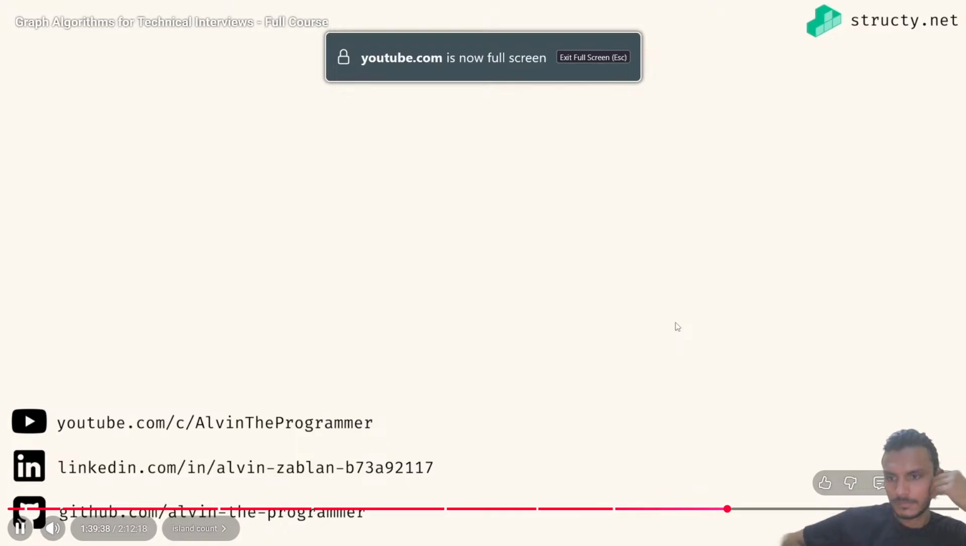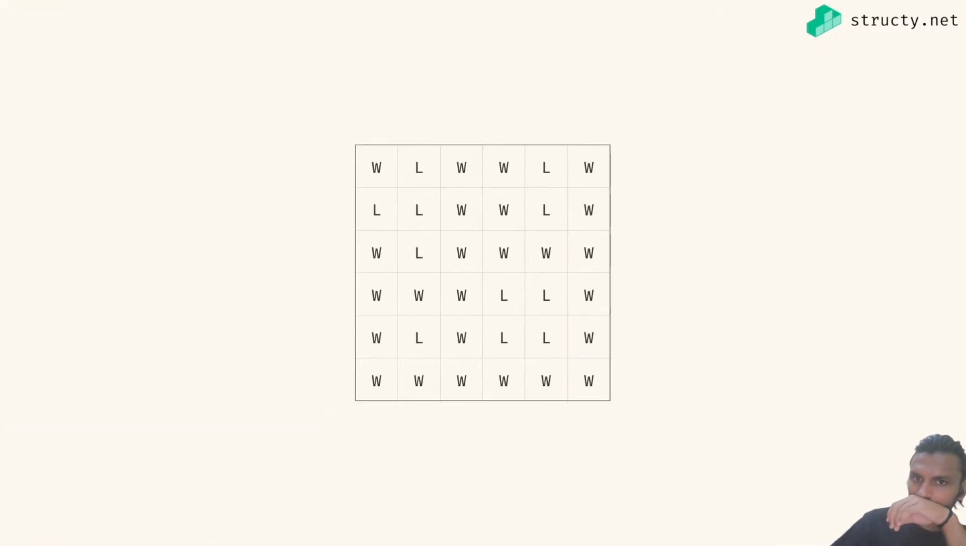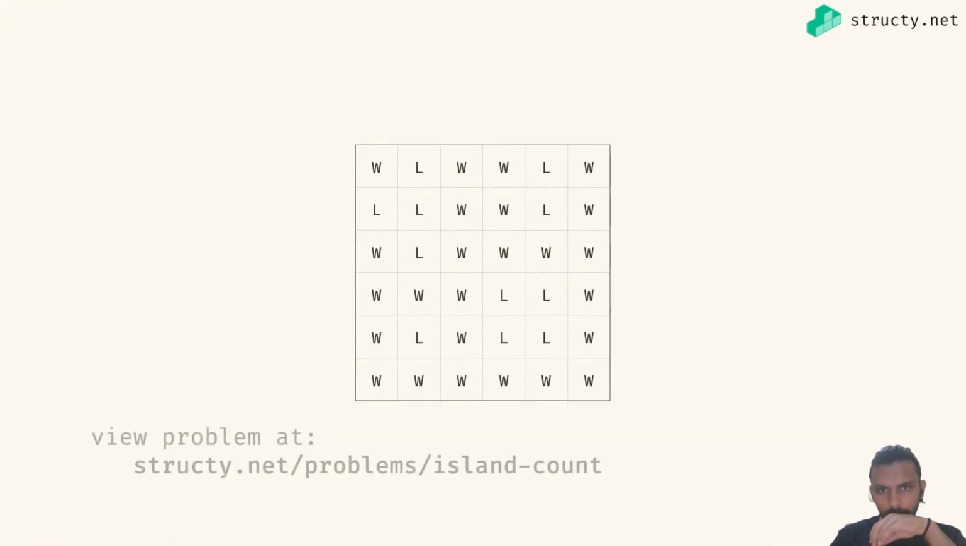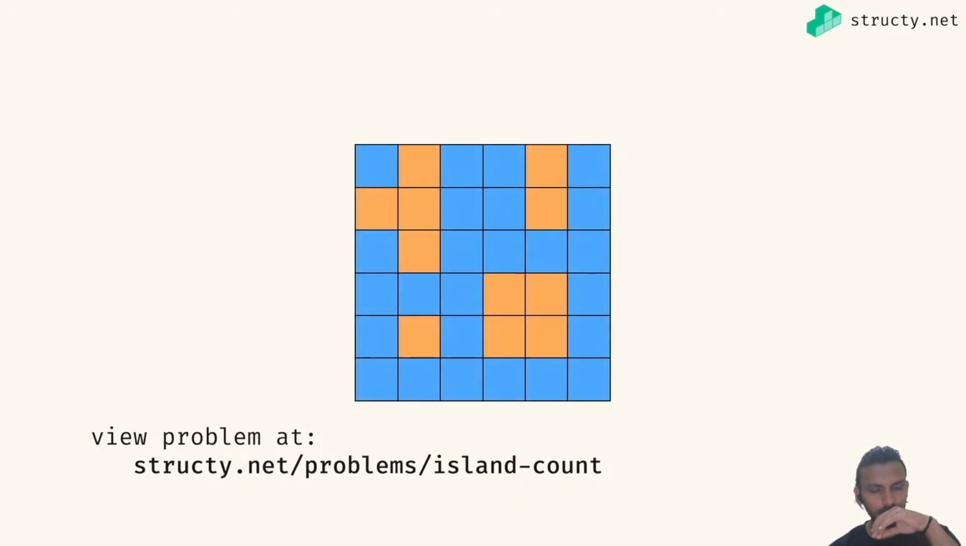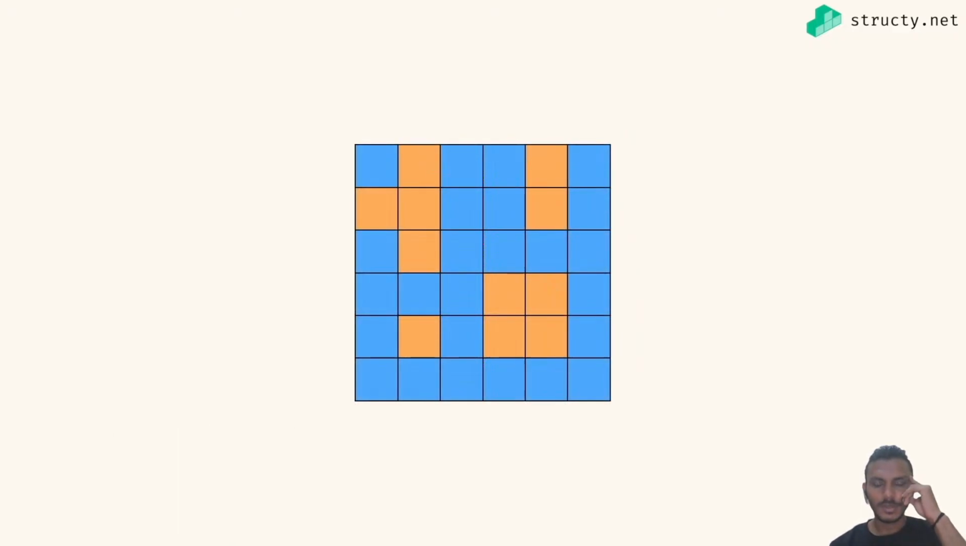In this island count problem, we're going to be given a 2D array representing a grid of land and water. Here we have L characters representing land and W characters representing water. Let's try to visualize this. What we want to do is return a number representing the number of islands on the grid. We're going to consider an island as a vertical or horizontal connected region of land. So in this particular example, we should return 4 because there are 4 different islands.